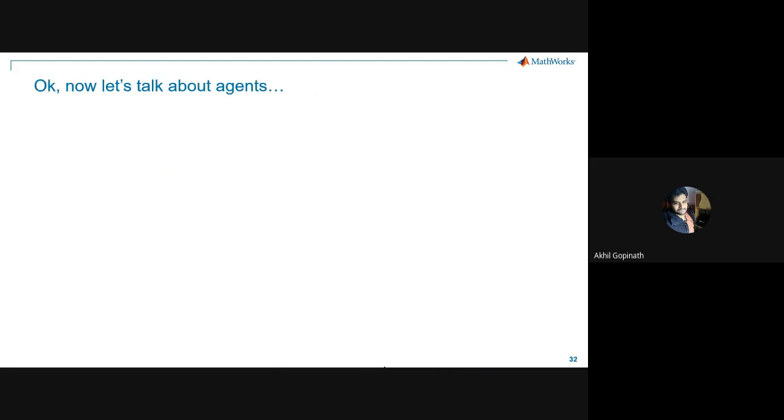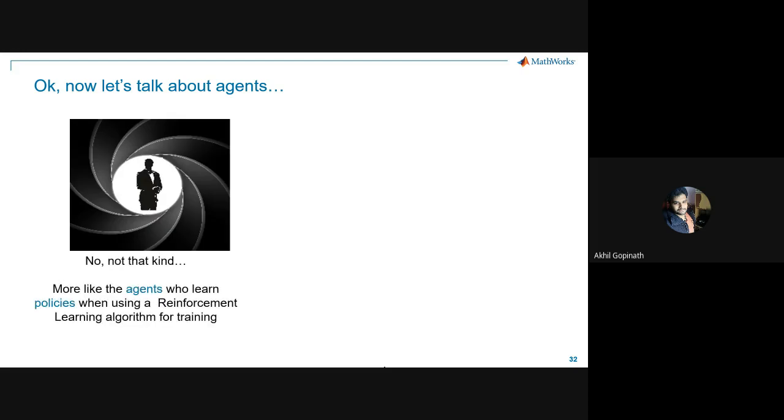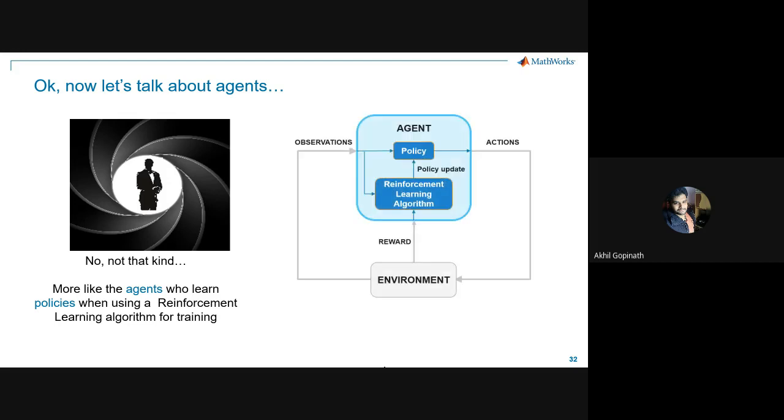Great. Now let's actually talk about agents so that we are able to figure out how our policies are being trained. So whenever I say agent, the first thing is the James Bond agent, but we are not talking about that agent. We are trying to talk about the reinforcement learning agent. So let's try to see if we are as good as the 007 up here, right?